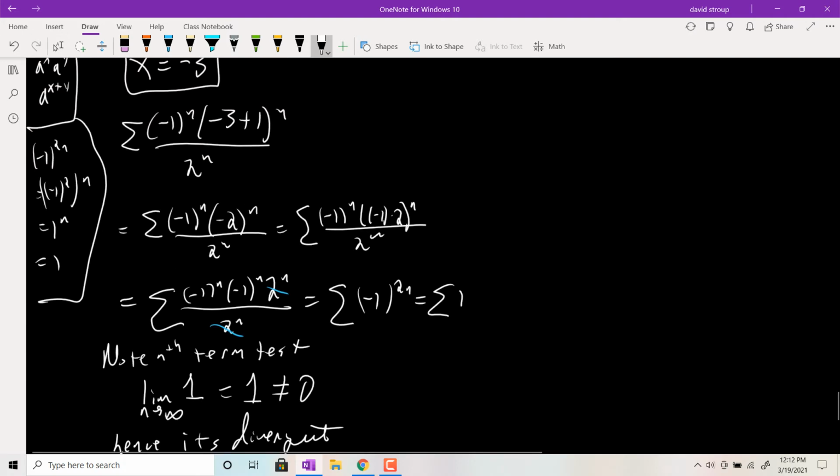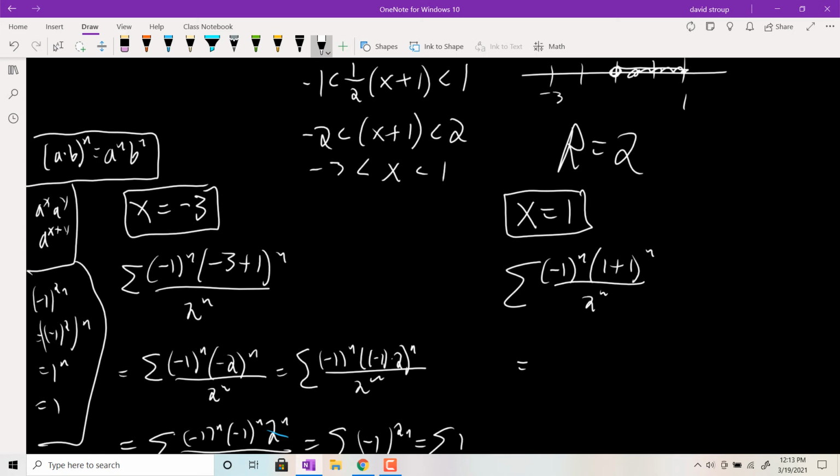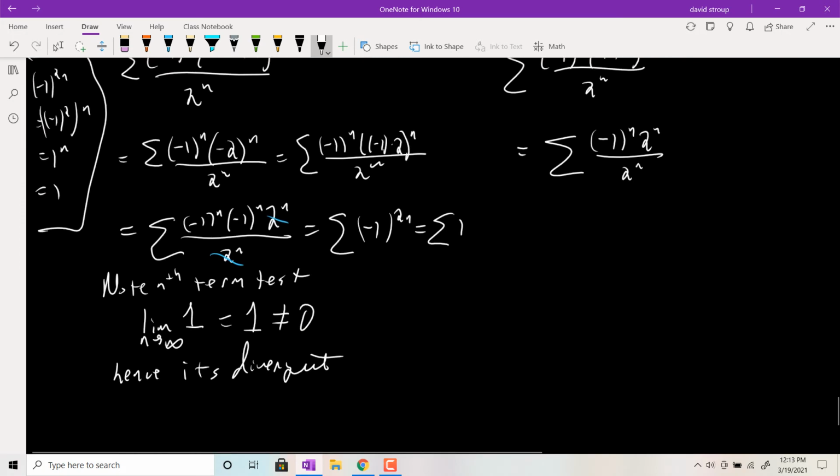Okay, so it's a no-go on that left endpoint. Let's try the other endpoint, x equals 1. Substituting into our series, we get (-1)^n times (1 plus 1)^n, all over 2^n. That equals the series of (-1)^n times 2^n, all over 2^n. We can then remove the 2^n's, and we'll end up with the series of (-1)^n.